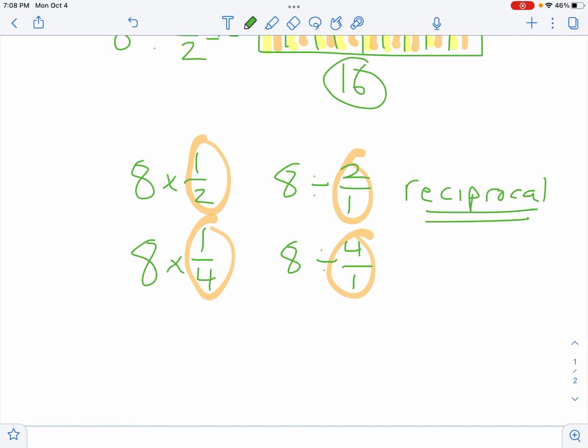Okay. Just to be clear, reciprocal doesn't mean flipping the fraction. Reciprocal basically means you're taking whatever the number is and you're dividing 1 by it. So 1 divided by 2 equals 1/2. 1 divided by 4 equals 1/4, and that will work for everything.